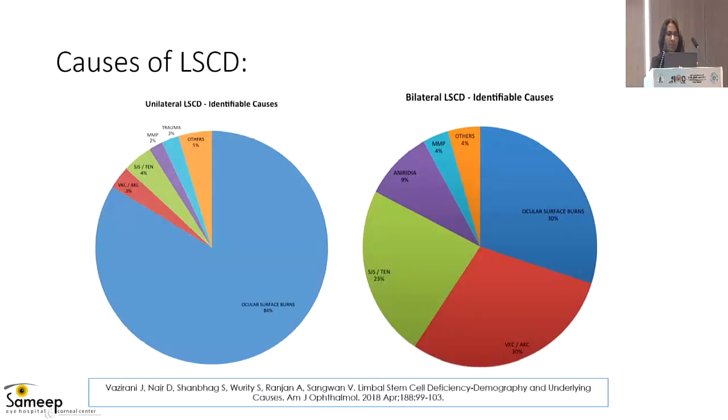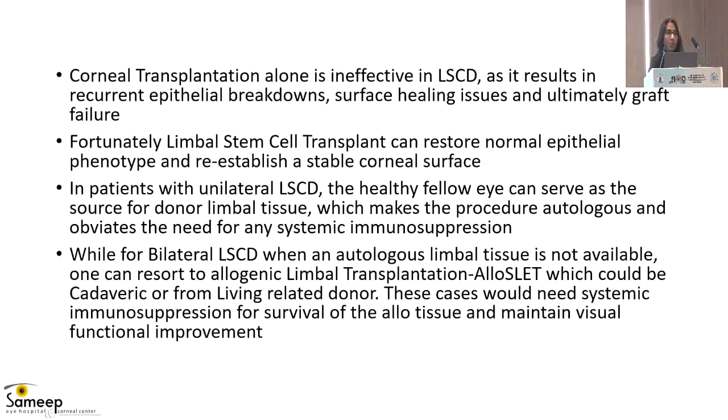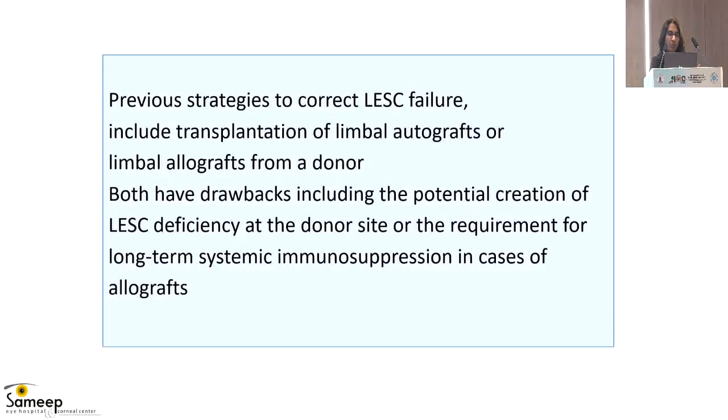Corneal transplantation alone is ineffective in limbal stem cell deficiency, as it results in recurrent epithelial breakdowns, surface healing issues, and ultimately graft failure or sometimes graft melt. Fortunately, limbal stem cell transplant can restore normal epithelial phenotype and re-establish a stable corneal surface. In patients with LSCD, the healthy fellow eye can serve as the source of donor limbal tissue for unilateral cases, while for bilateral LSCD, when autologous limbus tissue is not available, one can resort to donor limbal tissue, either cadaveric or from a living related donor.